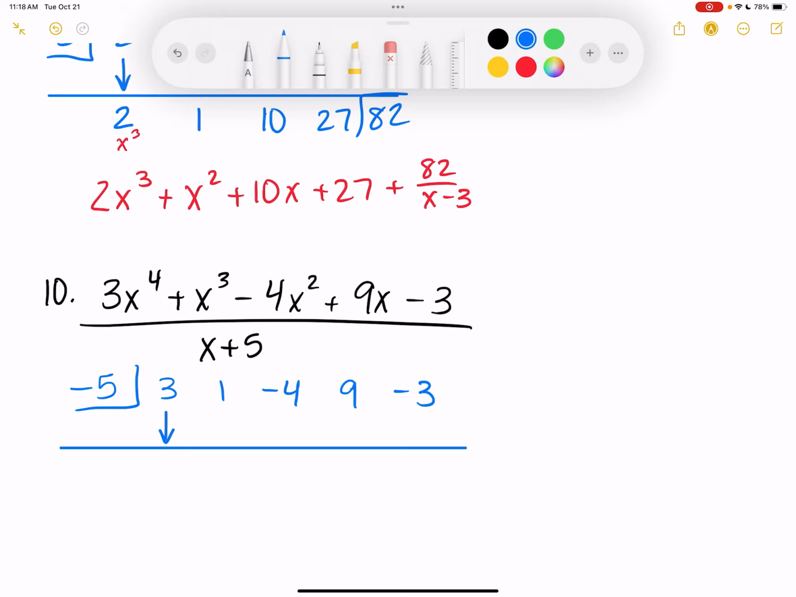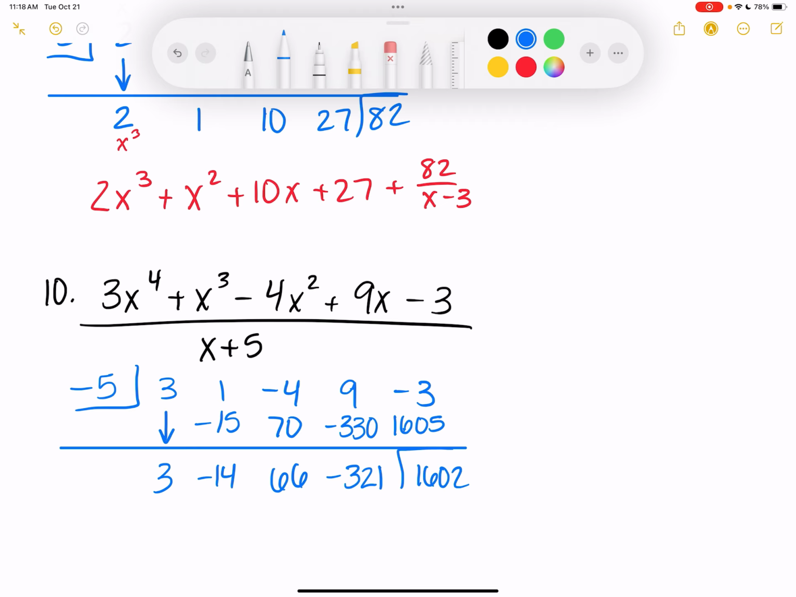Bring down the 3. Times -5 is -15. Plus 1, -14. Times -5 is 70. Minus 4 is 66. Times -5 is -330. Plus 9 is -321. Goodness gracious. Times -5, 1605. And then minus 3, so 1602 would be the remainder.